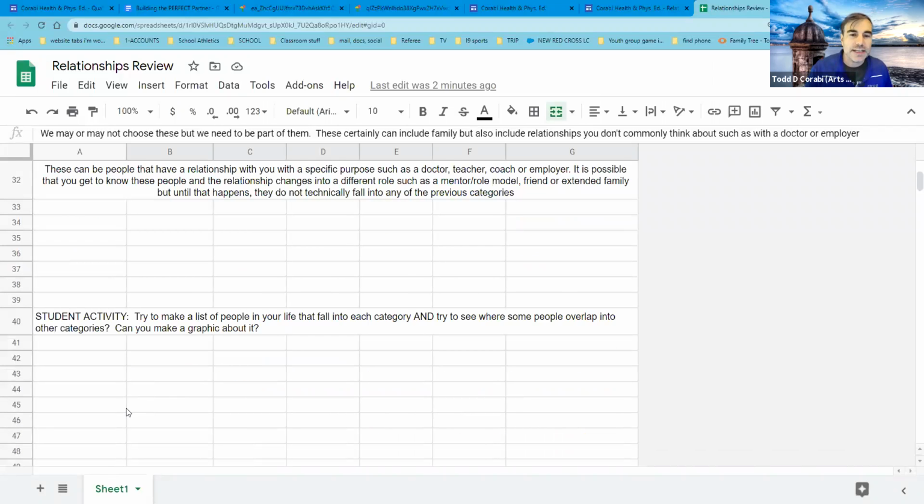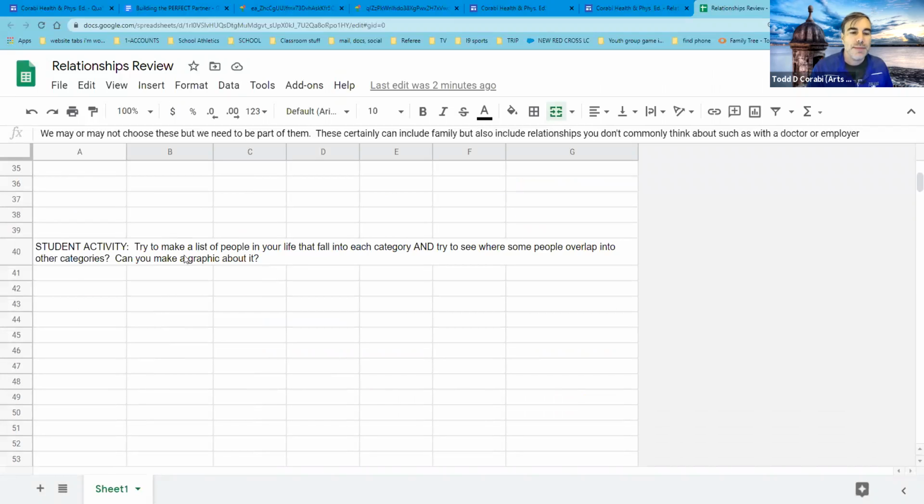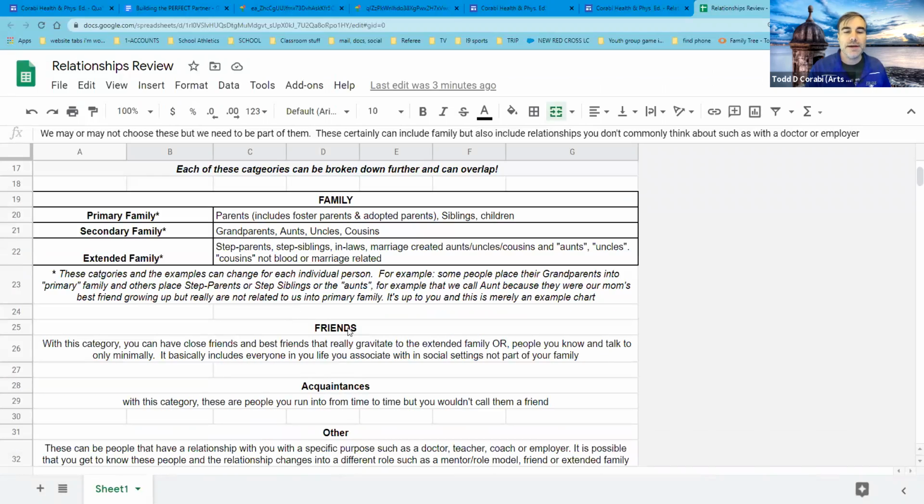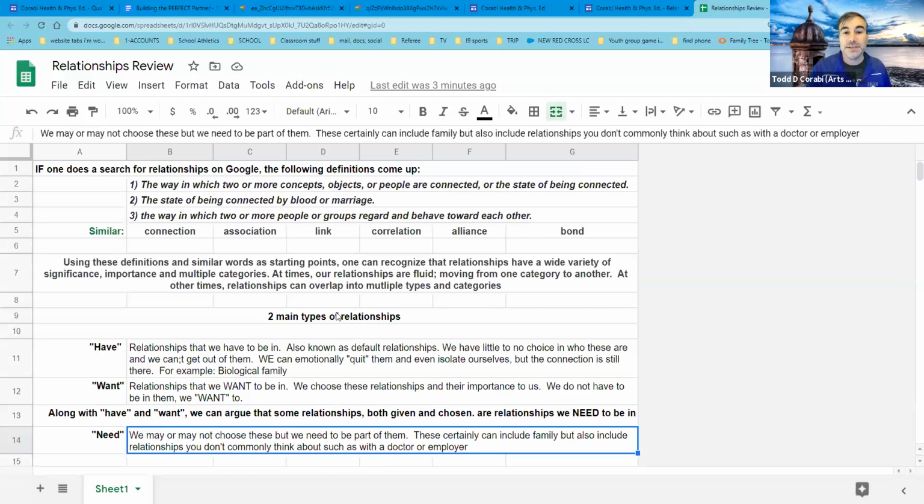So as an activity, if you want to, then make a list of the people in your life that fall into each category and try to see where some people overlap. Like where do some people like my friends actually still fall into family too?